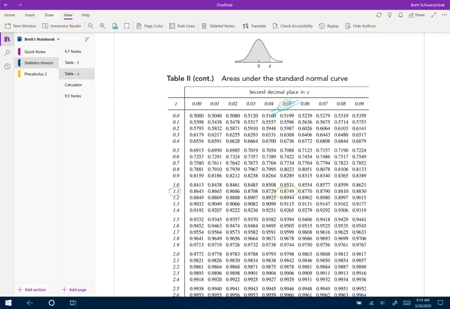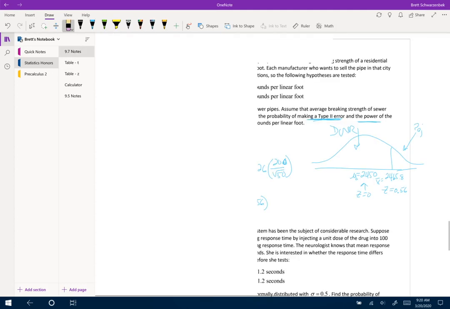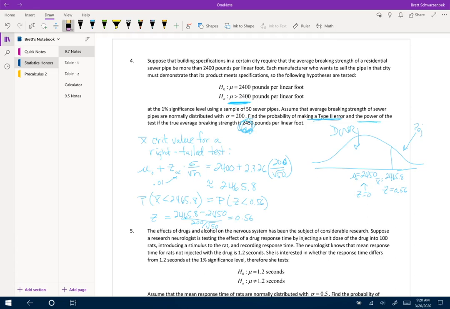So if we go to 0.56, give me a second, hit the wrong thing. Okay, if you go to 0.56, then it looks like we're going to get 0.7123 as our value. So we're going to head back. This is going to be this area over here. It's going to be 0.7123. That is also this area right here. So this is essentially beta in our problem. Okay, so that's the probability of making a type 2 error.